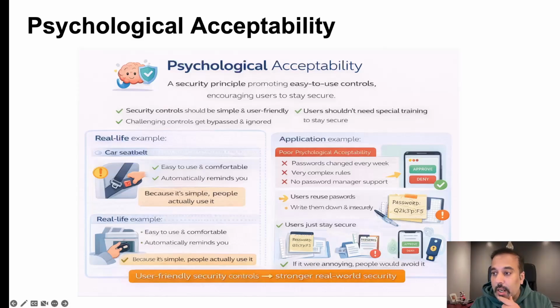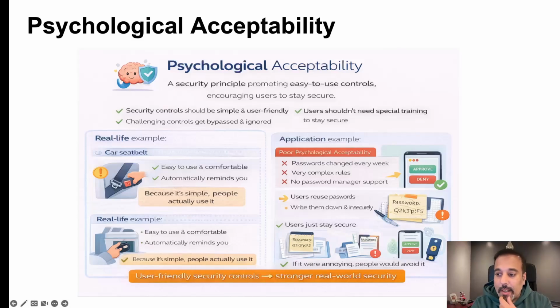Again, let's take a real life example, the car seat belt. It's very easy to use. It automatically reminds you, like in all new cars, the beep starts if you don't wear your seat belt. That beep comes in. Simple to use.